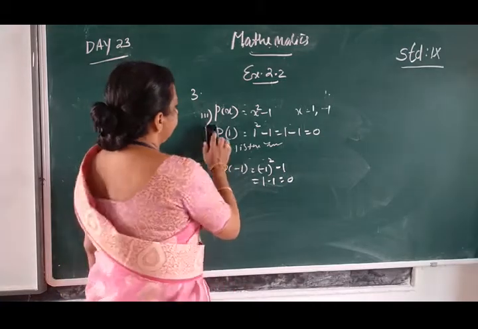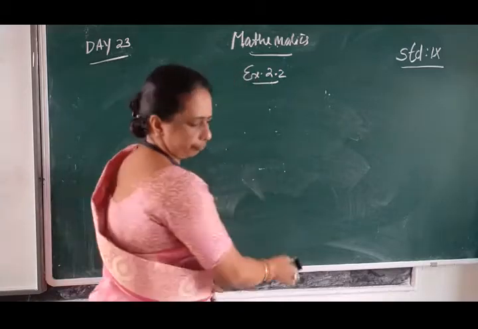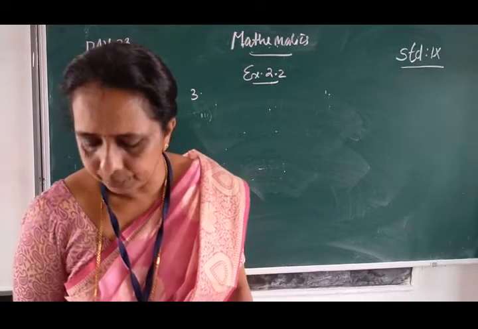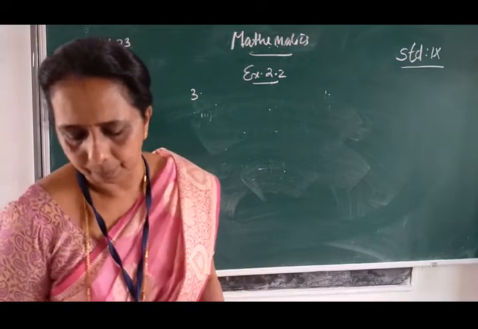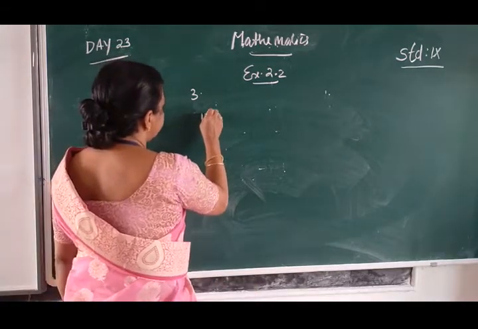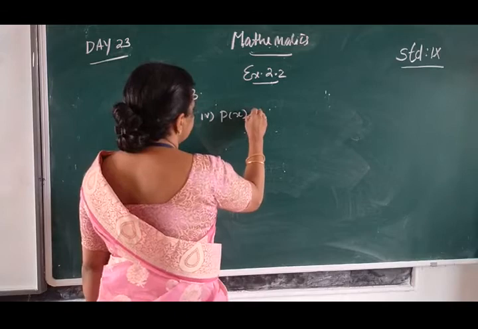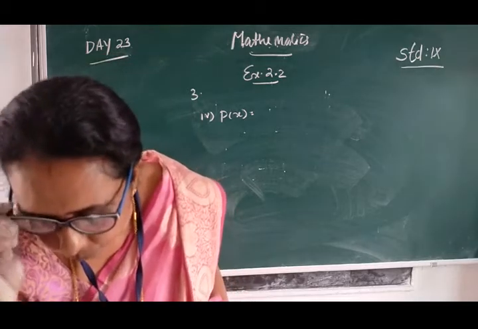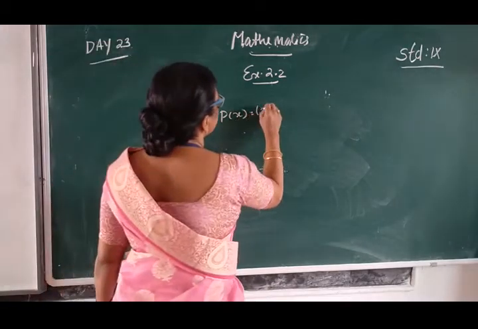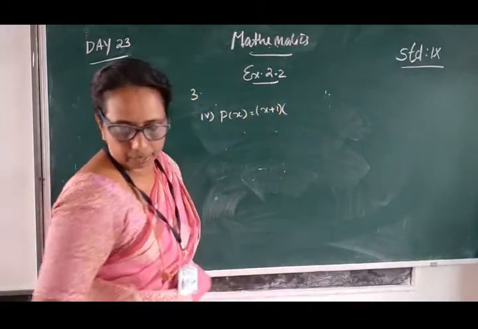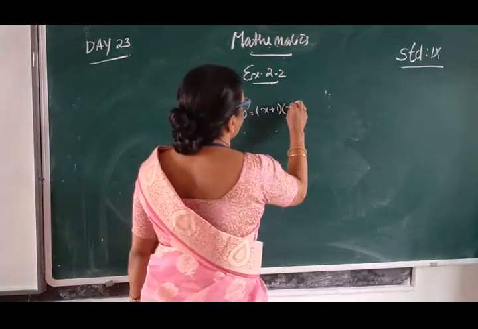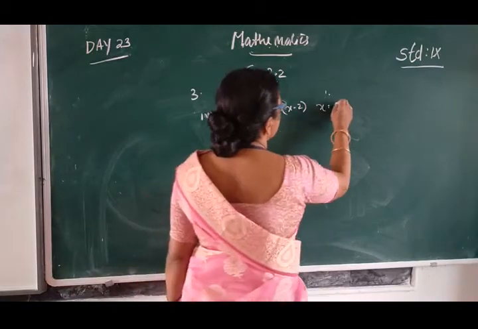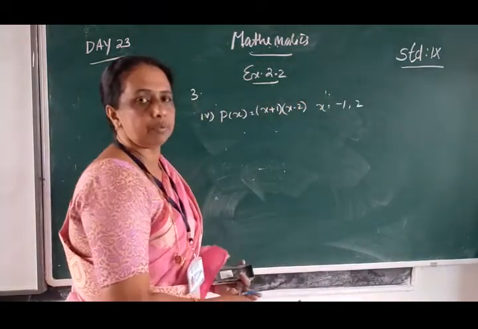Okay. Then fourth question, p of x is equal to x plus 1 into x minus 2. Sorry, x plus 1 into x minus 2. When x is equal to, the values are given, minus 1 and 2. Check whether these two numbers are zeros of the given polynomial.